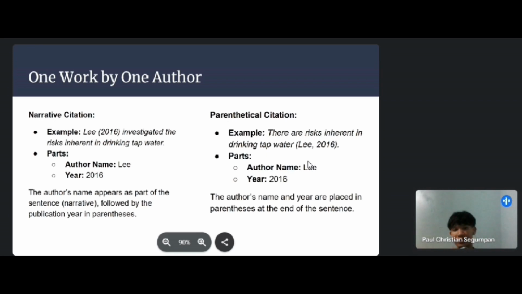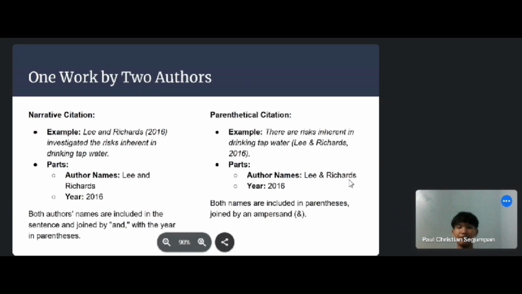Example: there are risks inherent in drinking tap water (May, 2016). The author's name and the year are placed in parentheses at the end of the sentence.